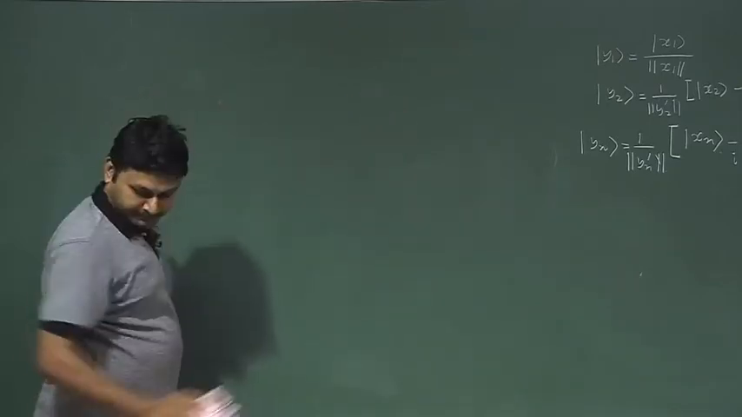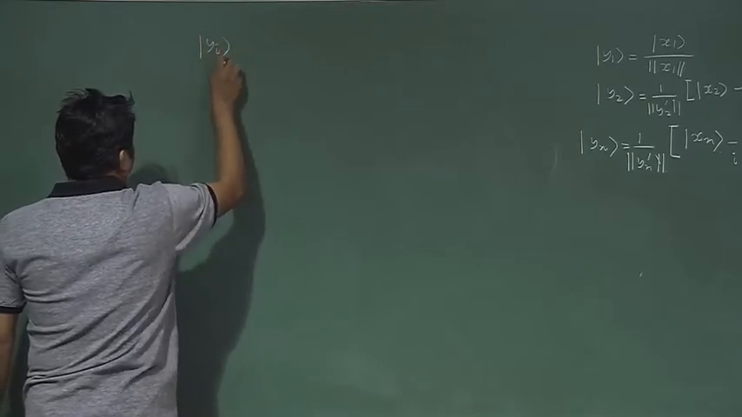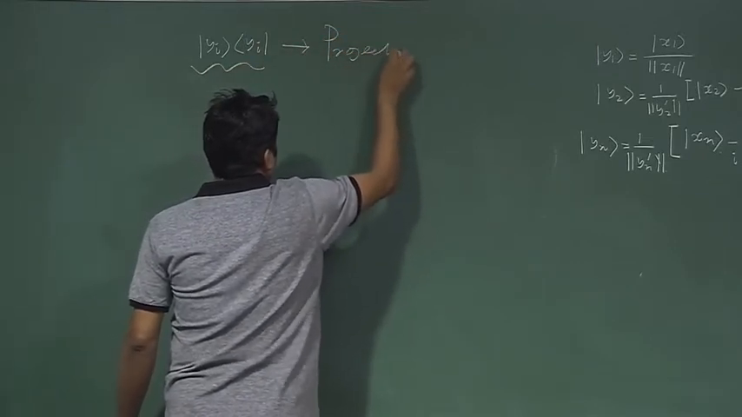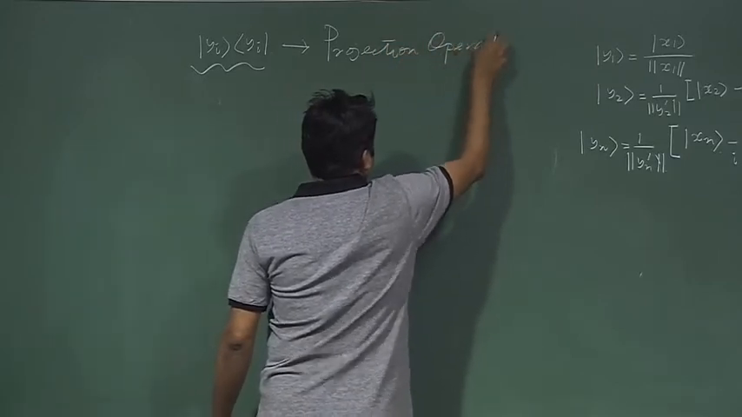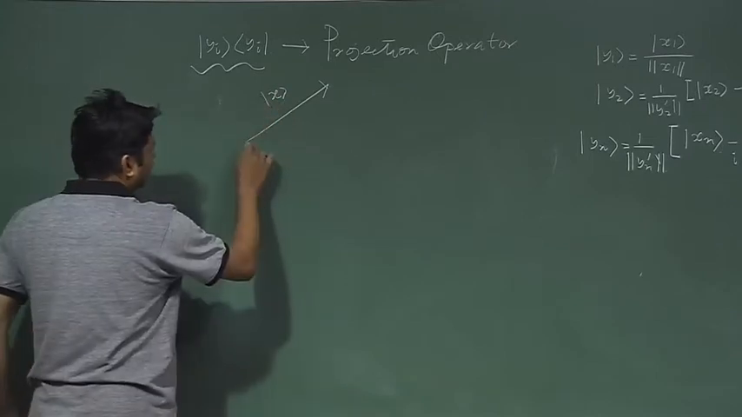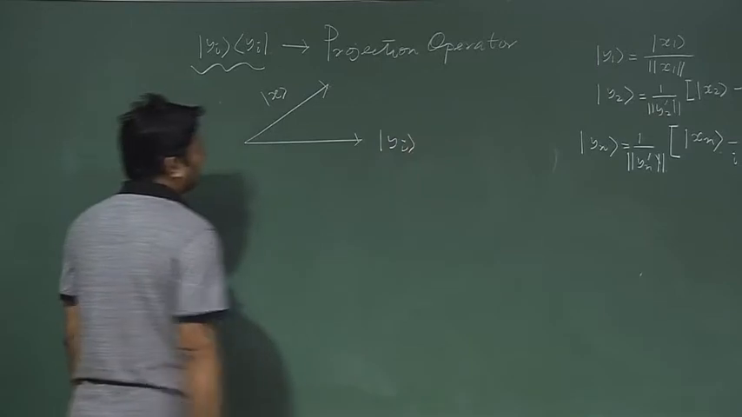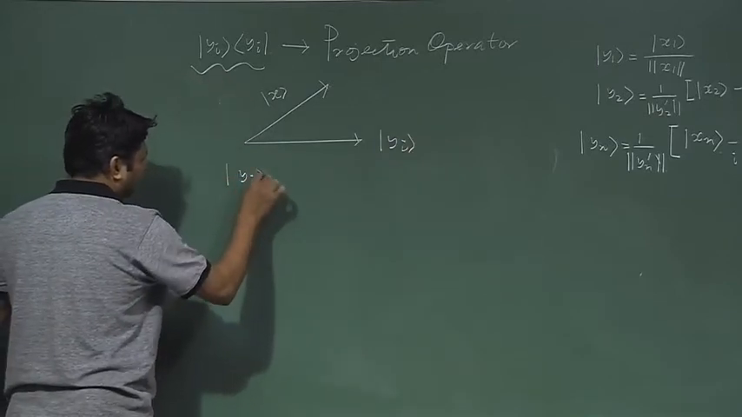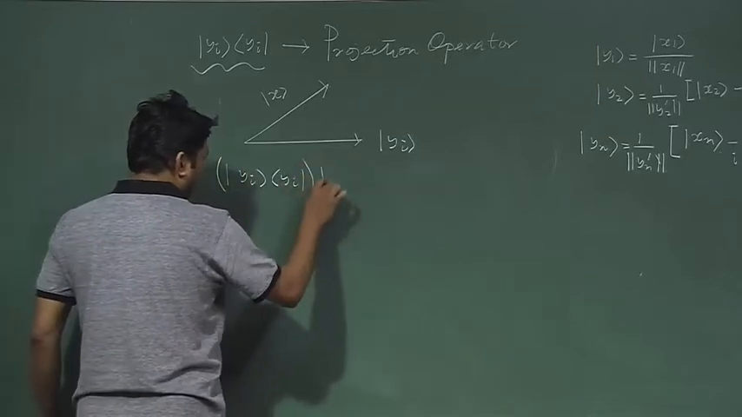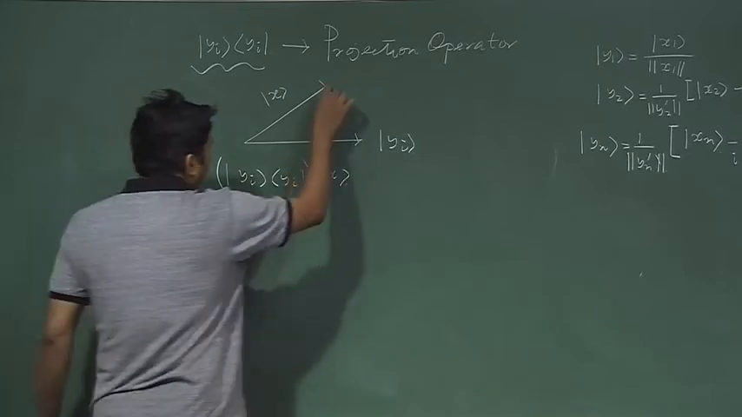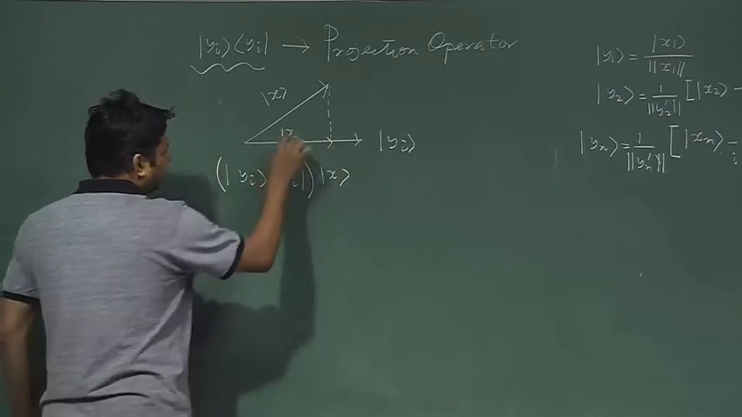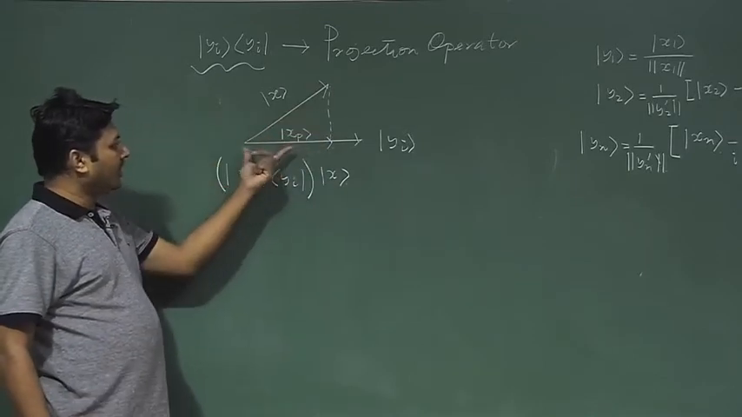It is nothing but yi, and this quantity is called the projection operator, a very important term. If a vector is given along this direction, and this is the direction of say yi, and I operate this quantity, which now behaves like an operator, over a given vector x, it essentially means that I am taking the projection. Say I write this as a new vector xp, the projection of x.